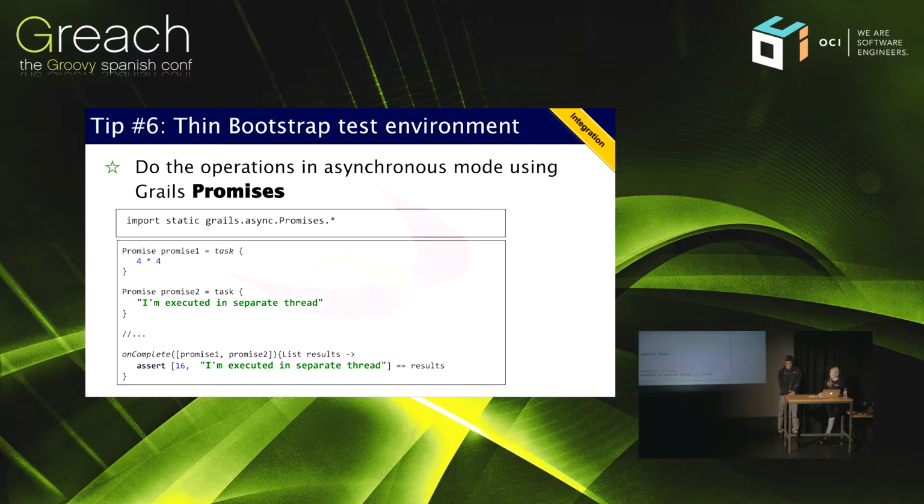To start creating promises, you can use the task method, which returns an instance of the Promise interface. And promises allow you to execute different pieces of code in your test environment inside a task method to execute it in a separate thread. In this way, the current Bootstrap thread is not blocked, so the test can be executed before the completion of the task.